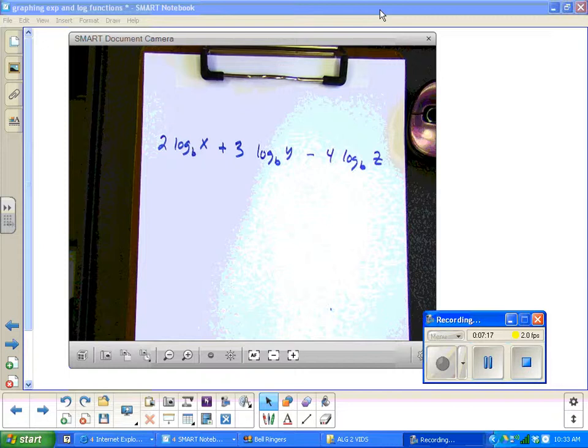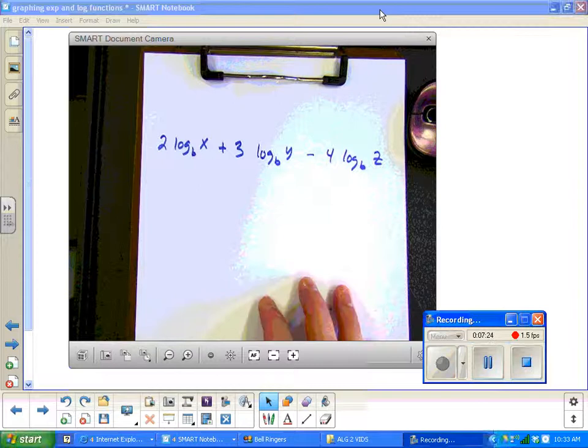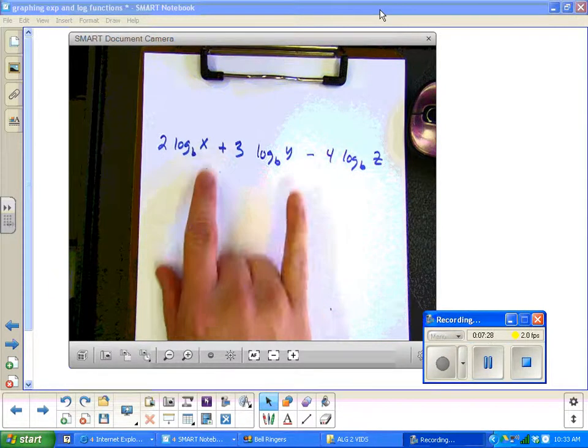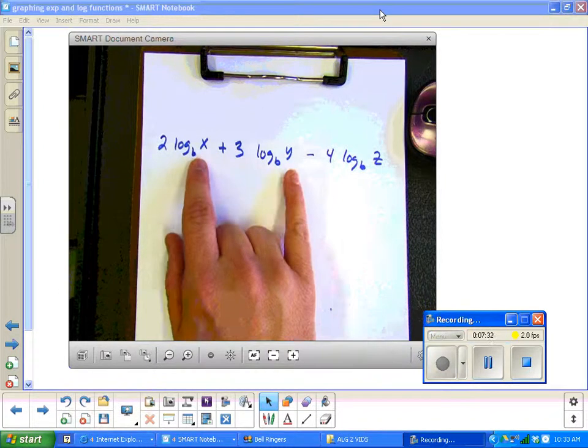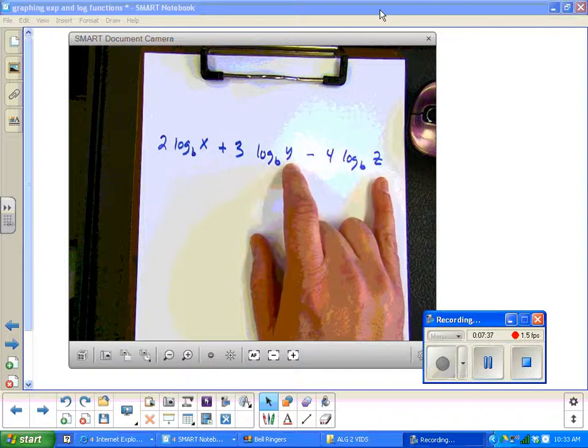Okay, so what I'm going to do is condense them down into one. Now, what you're doing here is using all these properties, and you're going to use every single property in this one. So the plus sign means you actually multiply the x and the y. The minus sign means you take the y and the z and you would divide them.